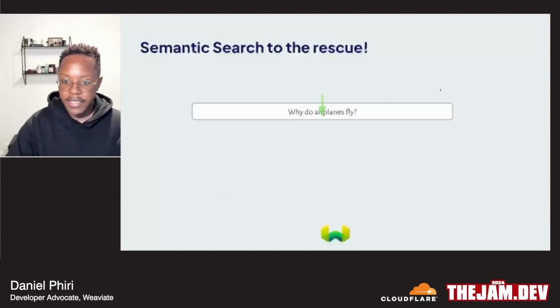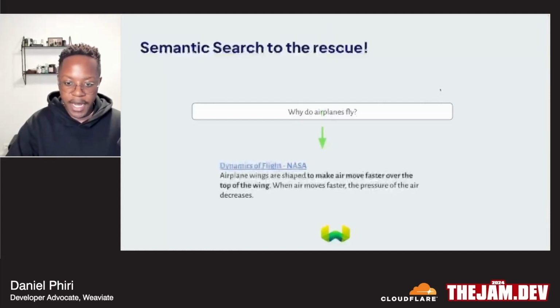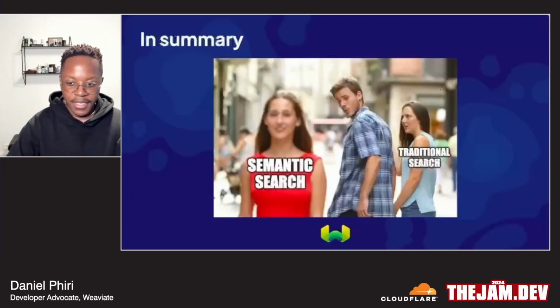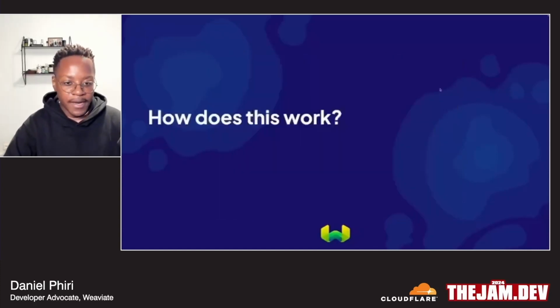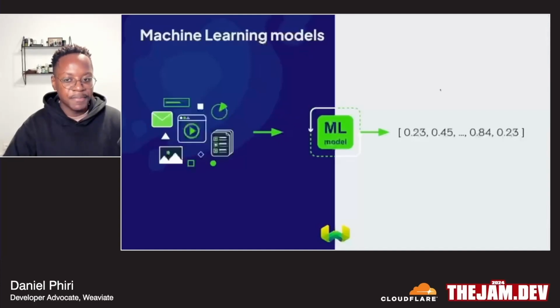In our case, this would be something like an article from NASA, Dynamics of Flight, and it actually explains that airplane wings are shaped in a special way that helps them move up in the air and make the airplane body fly. And this is exactly what we want. This is how search should be. And everyone, at least after knowing now, should want to search semantically. Let's get into how this actually works.